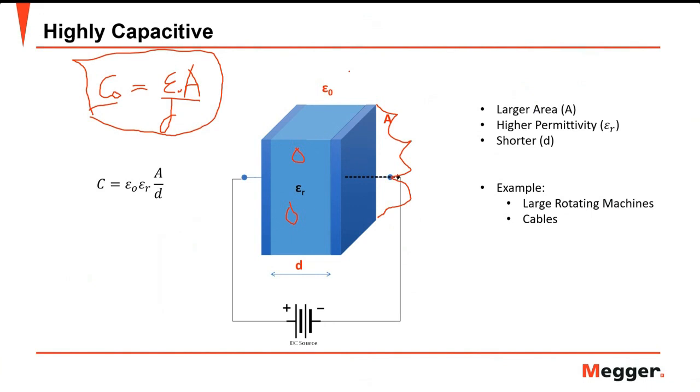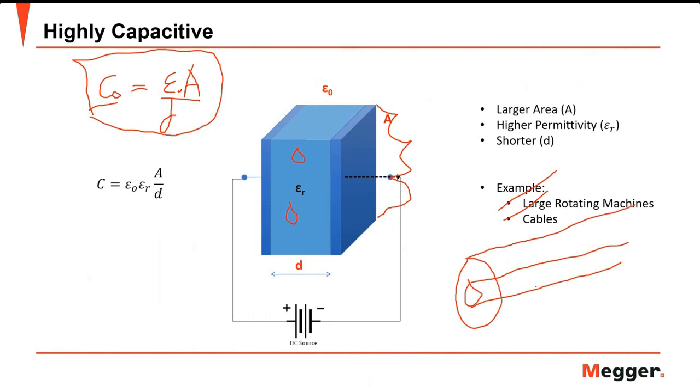Normally, the highly capacitive test objects are large rotating machines, large motors, large generators, and cables. Remember that when you have a cable here, you have a conductor, right? This is the conductor of a cable. And then normally it has some sheath or shield, and this shield is a conductor as well. So why do you think this cable is highly capacitive? Because the area is big, so the capacitance will get high, right? And the distance is small. This is the distance, right?